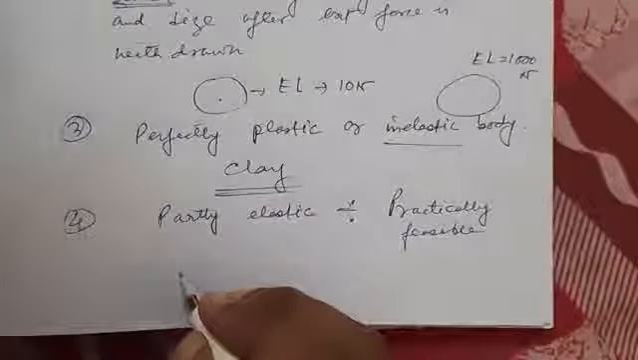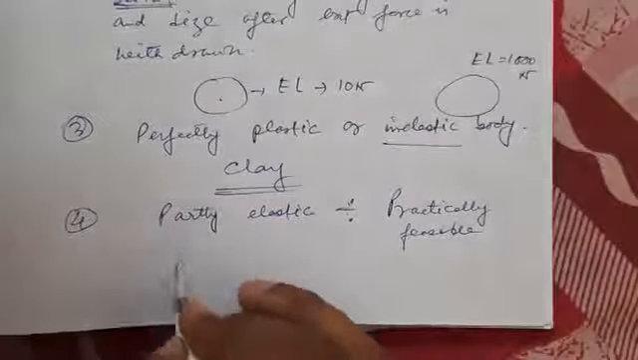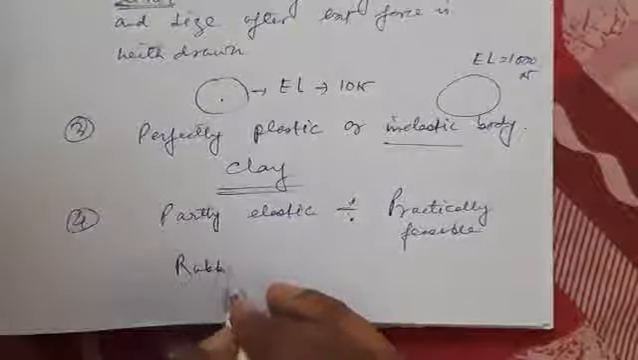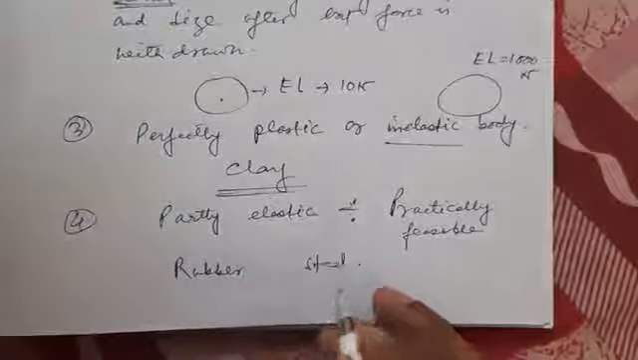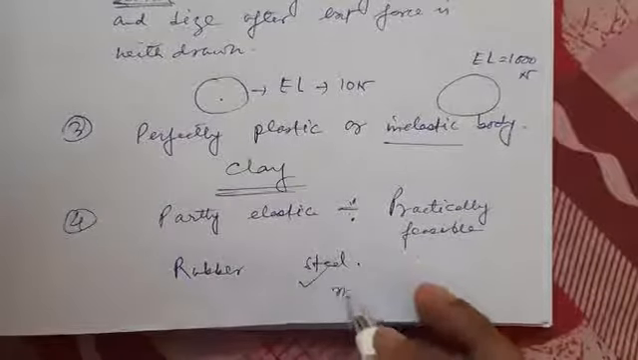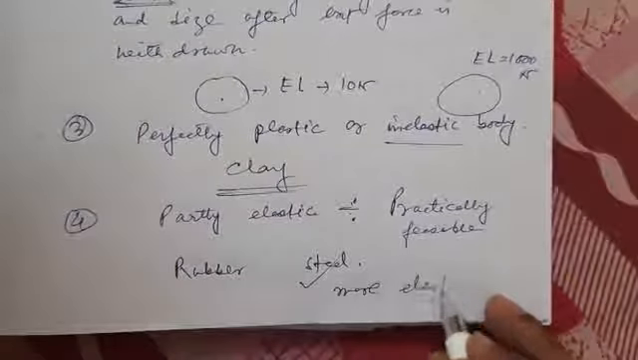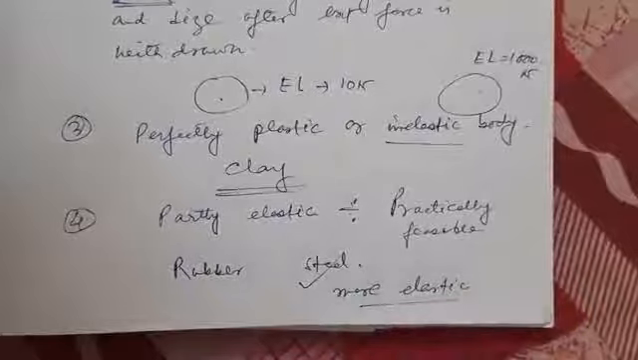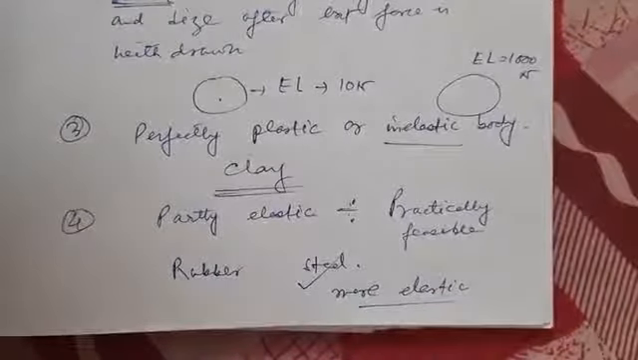Now if we are asked, after studying all this, which one is more elastic, rubber or steel, then steel is more elastic, because we need to apply a large amount of force to change its shape and size compared to that of rubber.